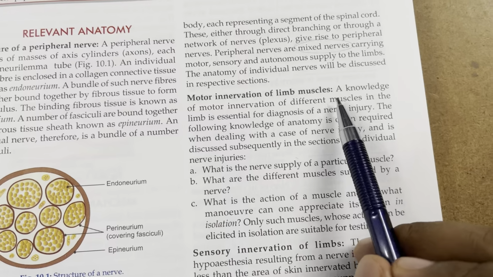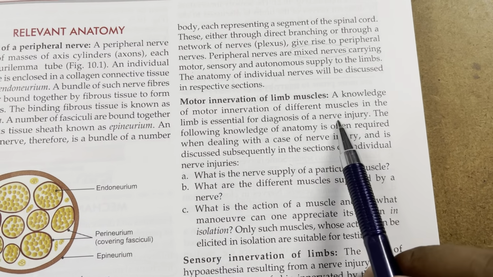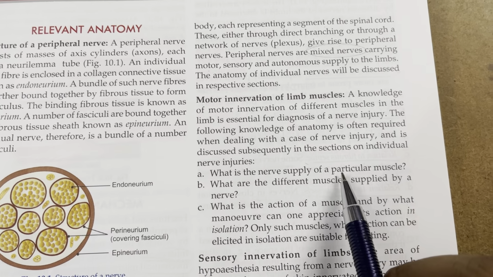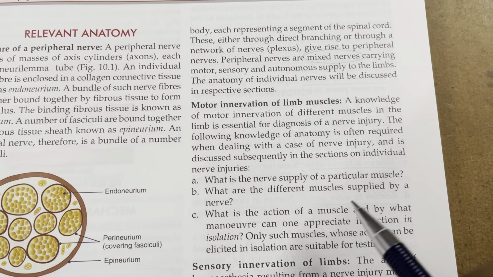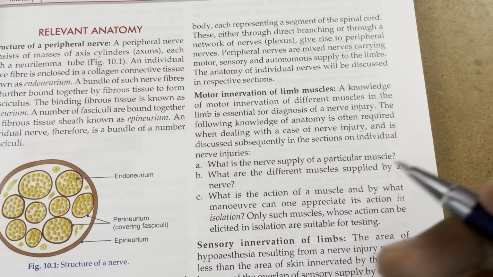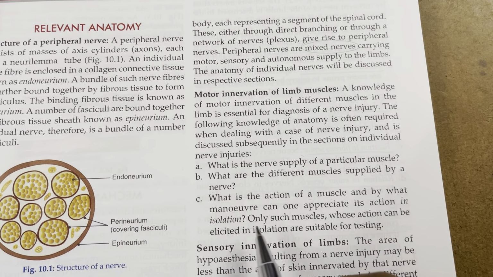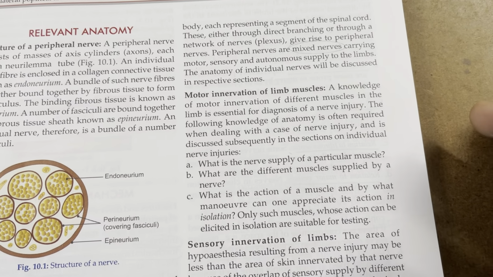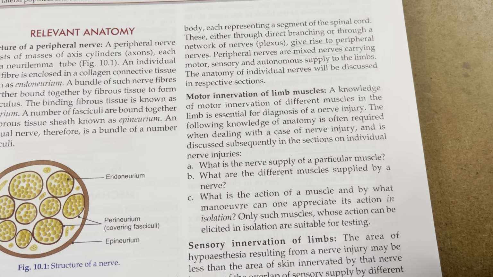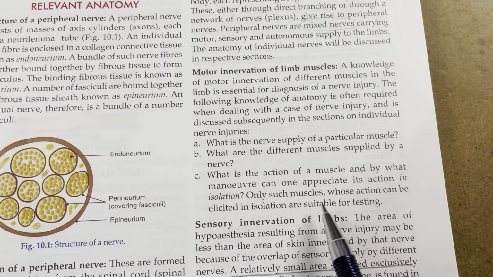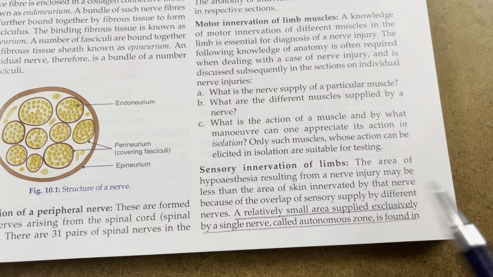Motor innervation of the limb muscles is important for diagnosis of a nerve injury. You need to ask yourself, what is the nerve supply of a particular muscle and what other muscles does that particular nerve supply? And also, what is the action of a muscle, and by what maneuver can one appreciate its action in isolation? Because one single movement can be caused by different sets of muscles. So if you want to test one particular muscle in a nerve injury, you need to test an action in isolation.